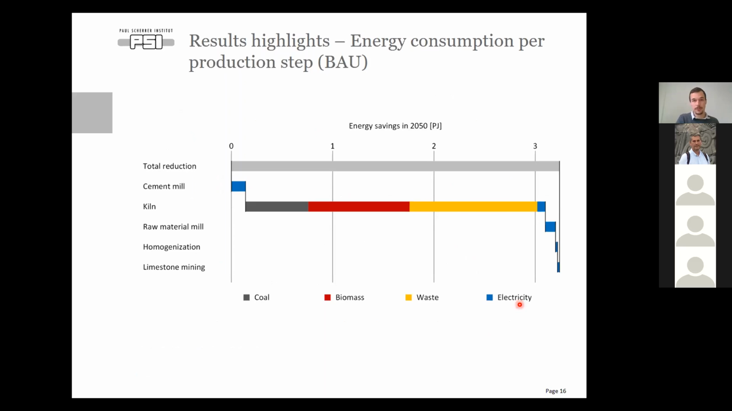Furthermore, with this modeling technique, we are able to specifically count where the energy savings per production step are. That's what I would like to show here. And you can see that the highest improvement is at the kiln. This is not a big surprise, as it's also the process step that consumes the most energy.